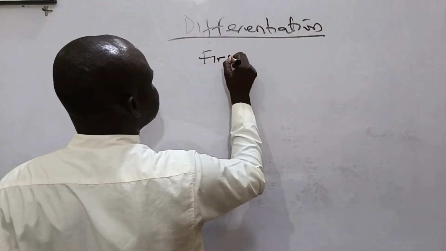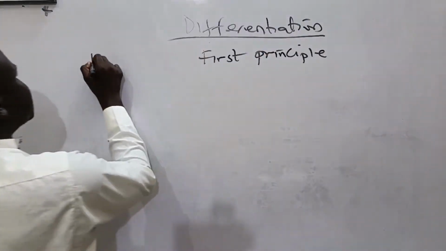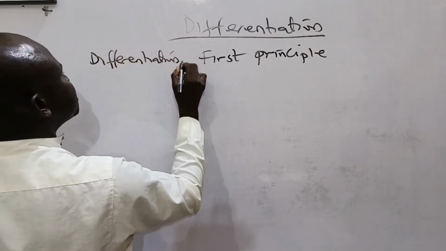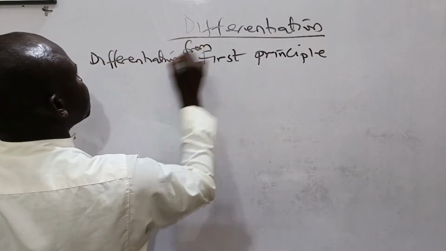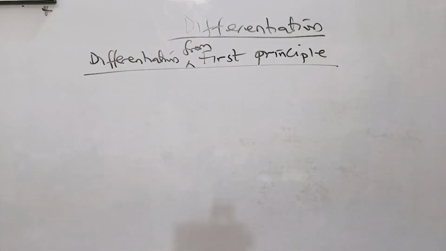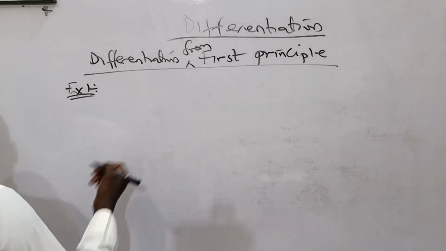We call it differentiation from the first principle. If you are preparing for a multiple choice examination, this is not necessary, because you can just go ahead and differentiate directly. But if the examination is theoretical, where you are asked to write, then this is important. I will pick just one or two examples under differentiation from the first principle.